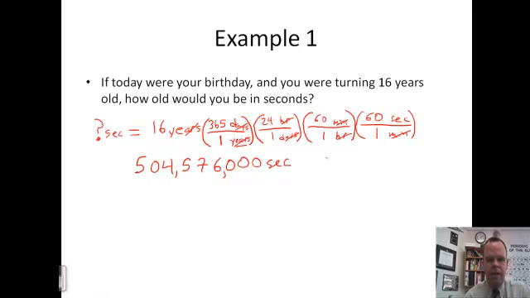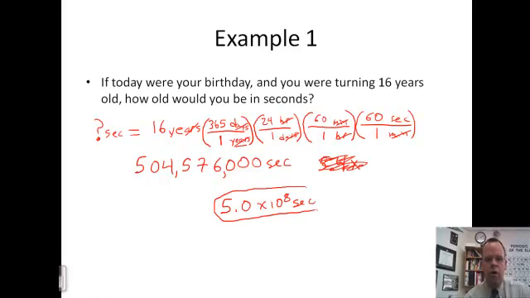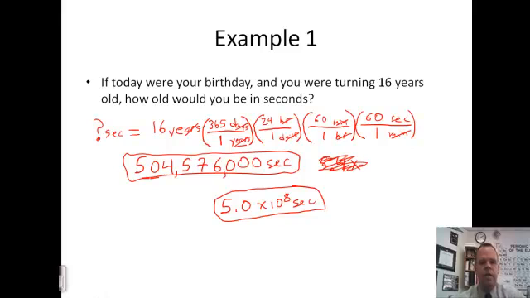I'd probably write this in scientific notation. Rounding to the same number of digits that I started with, we'll learn why we do this at a later, sorry, made a mistake there. 5.0 times 10 to the 8th seconds. We'll learn why this is the correct answer with only 2 digits later in the course, so I would accept this answer at this point. So we're converting using any conversion factors we need. In this case, we use 4 conversion factors to go from years to seconds.